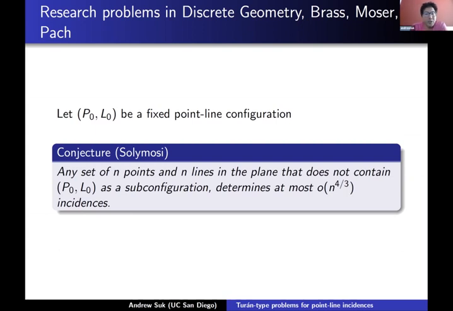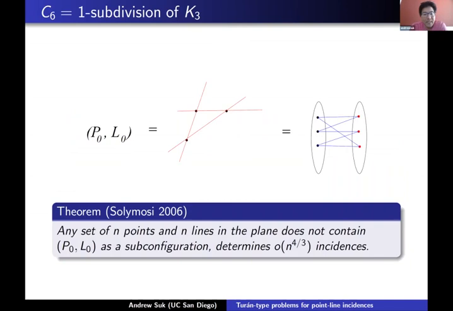One of the earliest results towards this conjecture is by Simonovits himself, who showed that if P naught and L naught is this configuration, which consists of 3 points and 3 lines, and actually the incidence graph of this configuration here is this graph here, which is a C6, a cycle of length 6, then he showed that any set of n points and n lines in the plane that doesn't contain this thing as a subconfiguration does indeed determine just little o of n to the 4/3 incidences.